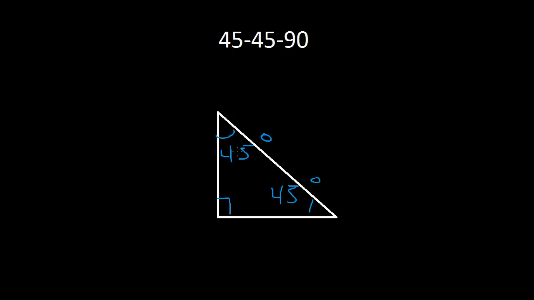Okay, so here we have an isosceles triangle, and we know that because in isosceles triangles, base angles are equal, and this is an isosceles right triangle. And since it is isosceles, we know that this side is congruent to this side. And let's go ahead and label that.